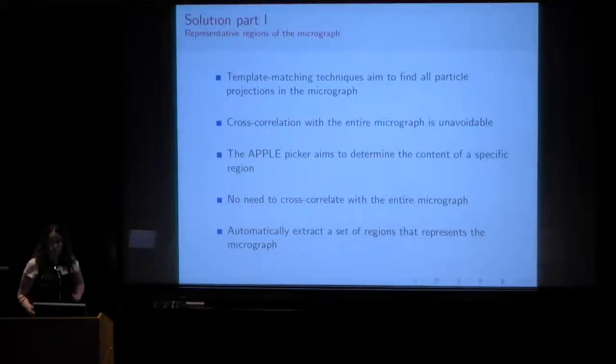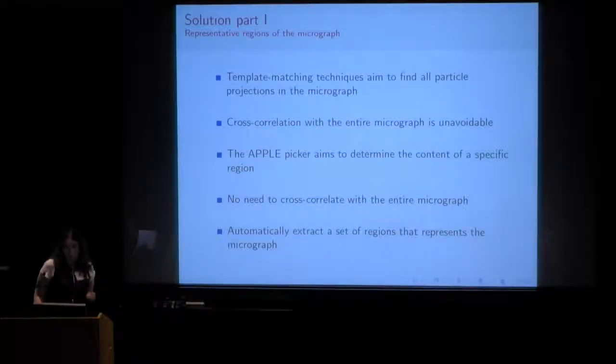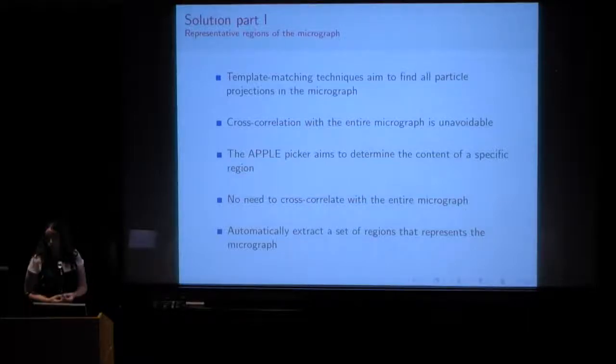So the apple picker 1.0, the one that we have published, we fixed this problem, and now it just takes about 7 seconds per micrograph. And we did two things to fix the problem. First of all, we don't cross-correlate with the micrograph. Like I said, in template matching, we had to cross-correlate with the whole micrograph because we wanted to find particles from that micrograph. But we're just trying to find out what our query window contains. So we cross-correlate with some representative areas in the micrograph.